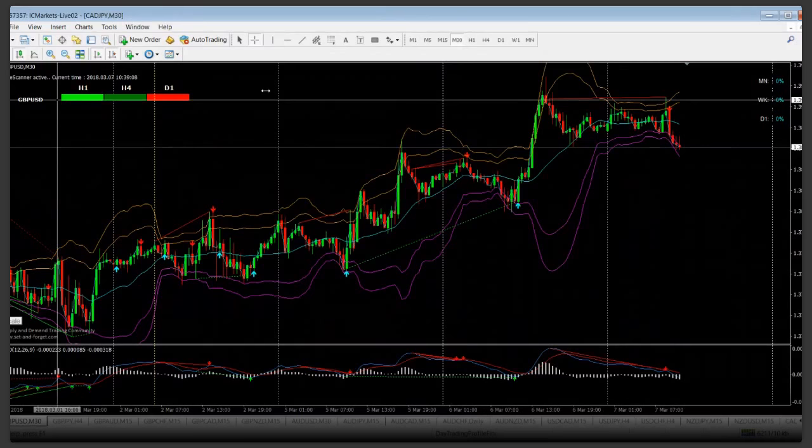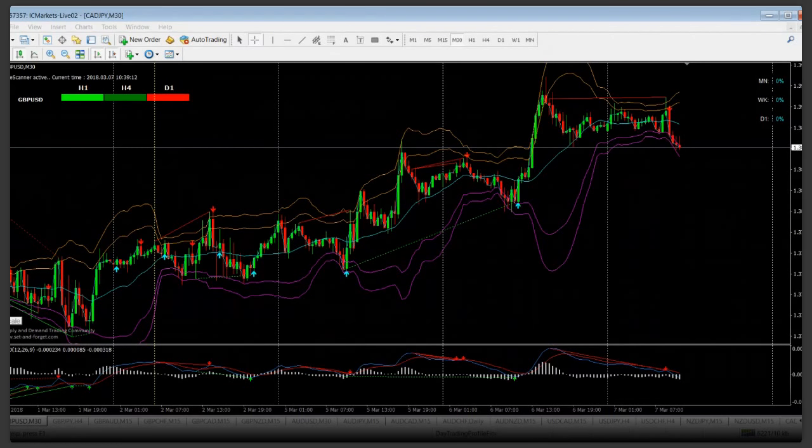Divergence signal also going with the daily. So I'm going to take a sell trade here on the British pound. That signal happened before we started live here. So sell trade on the British pound USD.